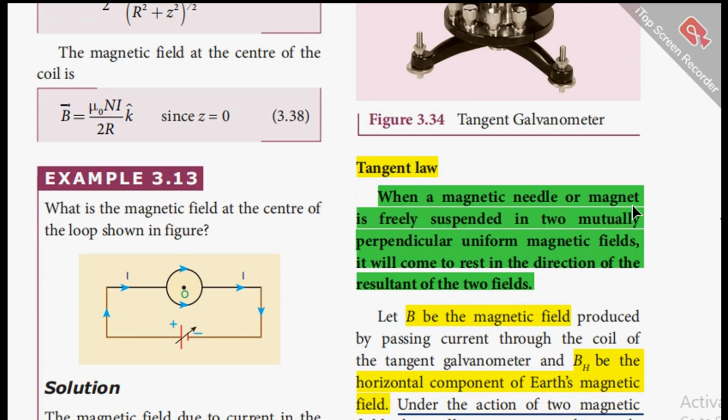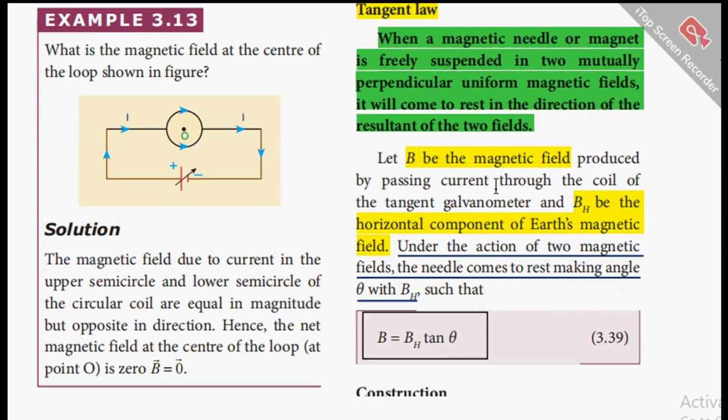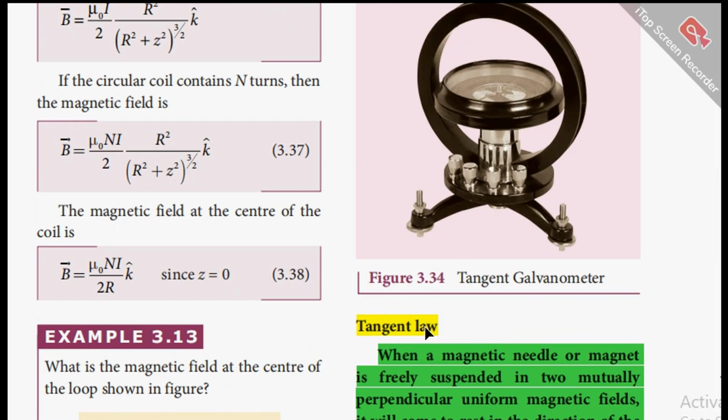When a magnetic needle or magnet is freely suspended in two mutually perpendicular uniform magnetic fields, it will come to rest in the direction of the resultant of the two fields. So this is the tangent law, and this tangent galvanometer is based upon this law.